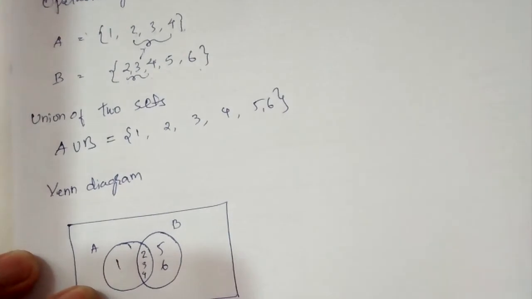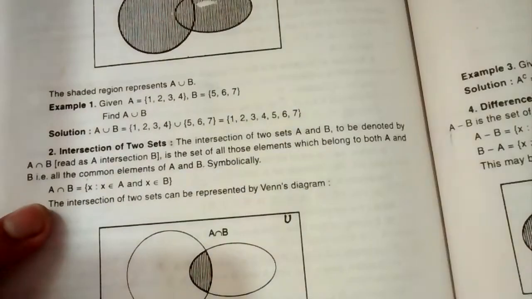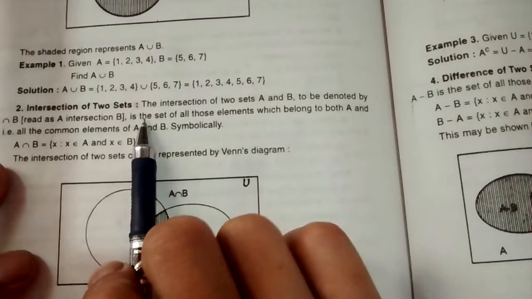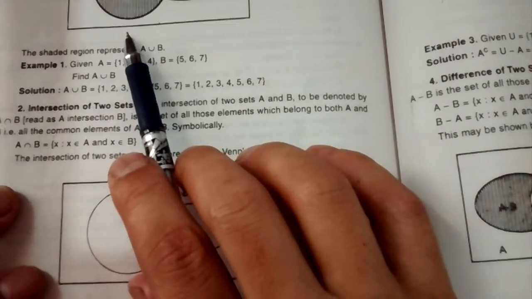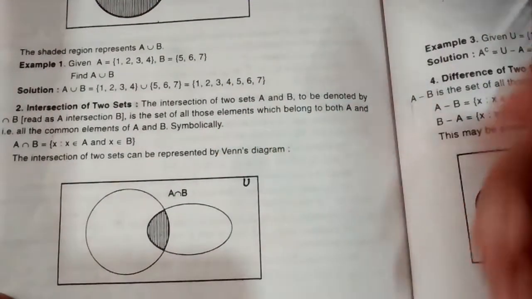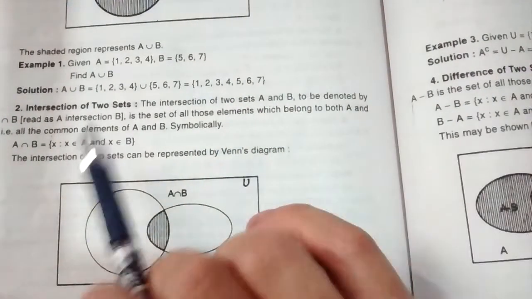Anyways, this now leads to the next topic, which is called the intersection of two sets. I hope you are clear with the union of a set. The union of a set means when you combine the elements of the two sets, we call that the union of a set. Now, intersection of two sets.